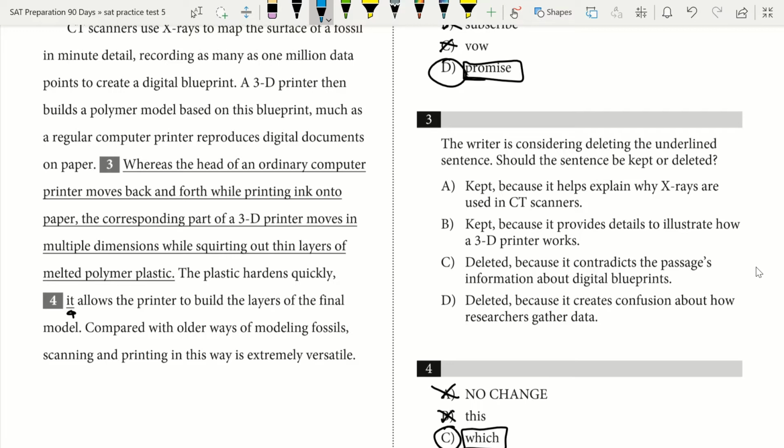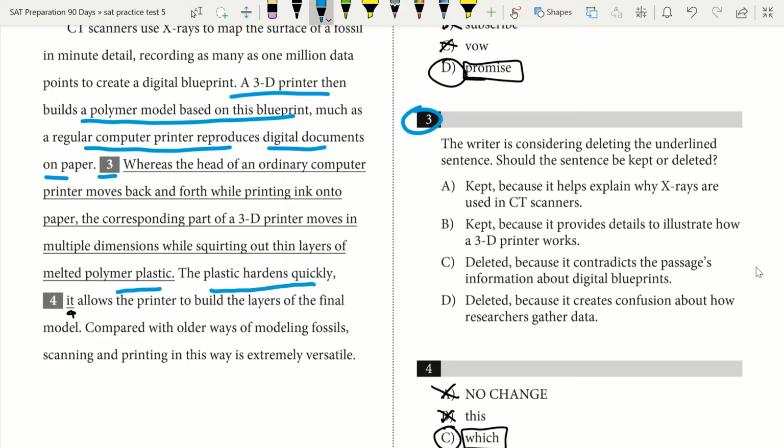So now in this context of this paragraph, we have a 3D printer then builds a polymer based on this blueprint, much as a regular computer printer reproduces digital documents on paper. Now this passage is talking about 3D printers and x-rays as well. So in this case, we have number 3, right? Our third question. We have, whereas the head of an ordinary computer printer moves back and forth while printing ink onto paper, the corresponding part of a 3D printer moves in multiple dimensions while squirting out thin layers of melted polymer plastic. Okay, so it's describing how a 3D printer works.